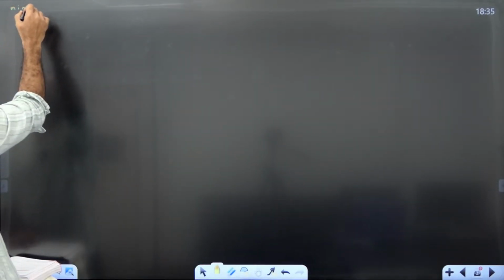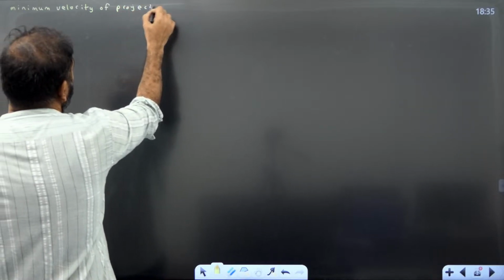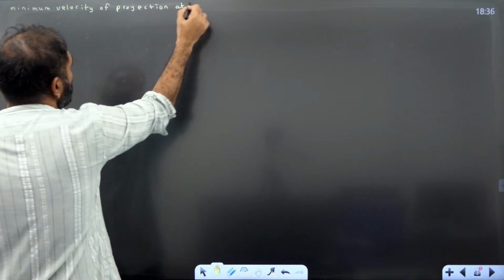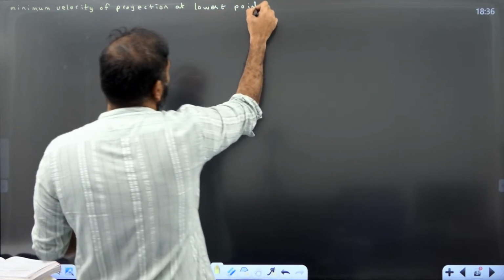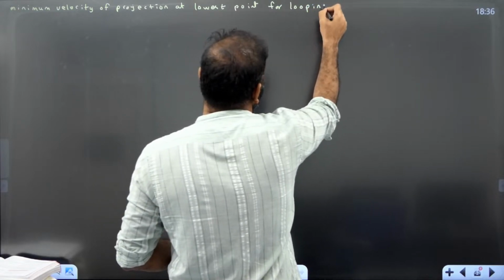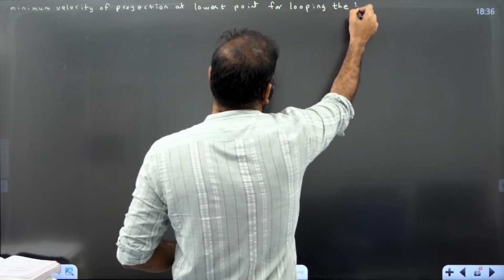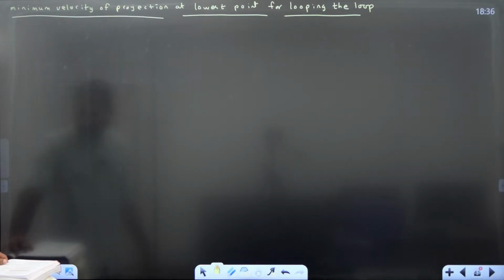Minimum velocity of projection at the lowest point for looping the loop. Minimum velocity of projection at the lowest point for looping the loop.